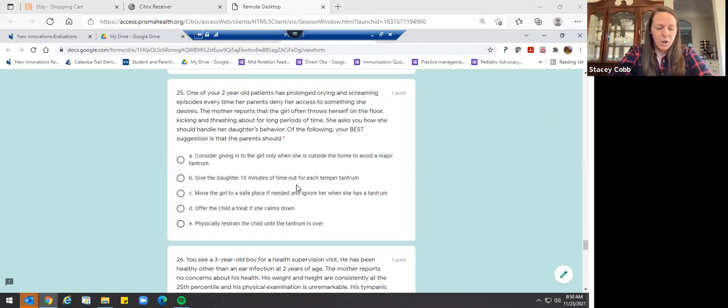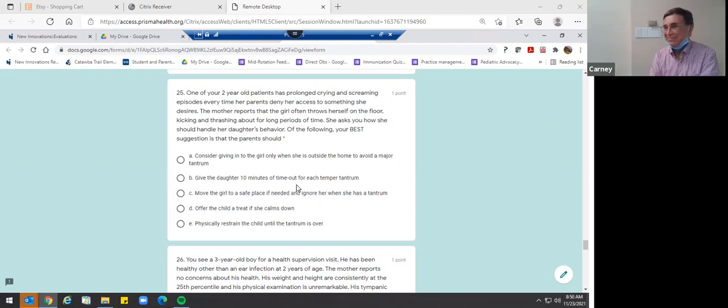And then we talked about moving the girl to the safe place. Offering a treat if she calms down is bribing her to be quiet. And so she'll only be quiet if you bribe her, is what we will see down the road. And then physically restraining the child till the tantrum is over. She has what sounds like very typical 2-year-old tantrums, other than this kind of long periods of time thing, which in clinic, you would have her define what she means by long. Tantrum time is like seizure time. To parents, it feels like it's been an hour and it's been 2 minutes. So you have to really pin them down to it.